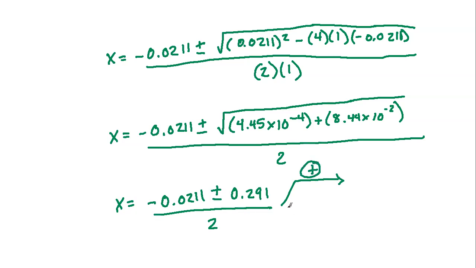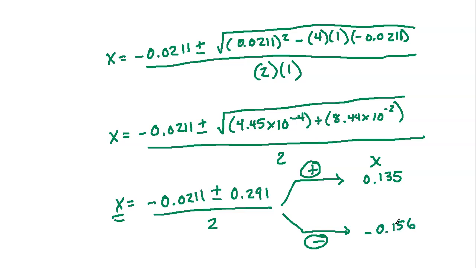So we'll get a value if we use the plus, because it's plus or minus here, and we'll get a value if we attempt the path that uses the minus. Now, when you solve for these, this is solving for x. Don't forget that x is over here. So taking the positive route, x becomes 0.135. And taking the negative route, x becomes negative 0.156.